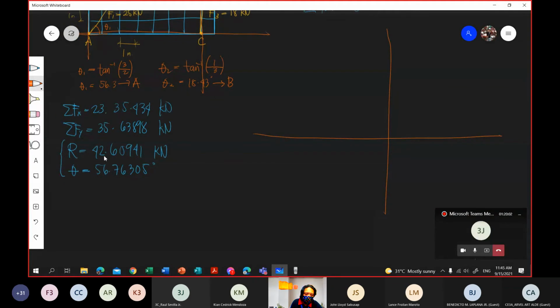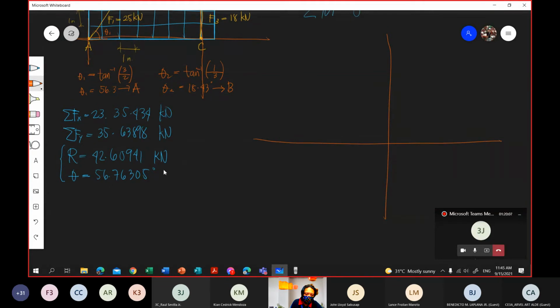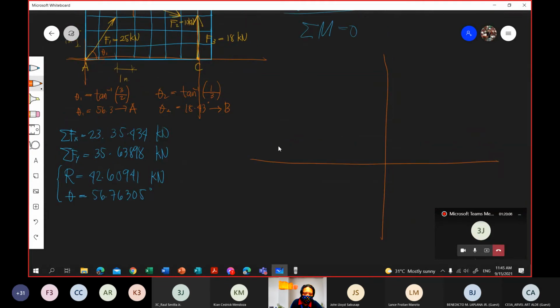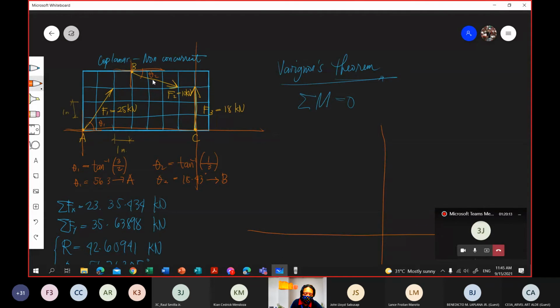Okay, the resultant is 42.60941 kilonewton, acting at an angle of 56.76305. I think we need to solve first the moment. Okay, I'm sorry, I forgot. We will first solve the moment of all the forces at the chosen reference point, which is point C.